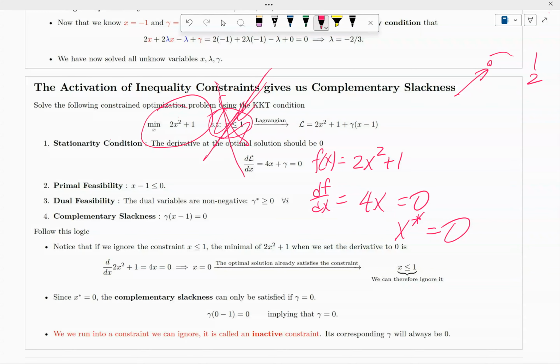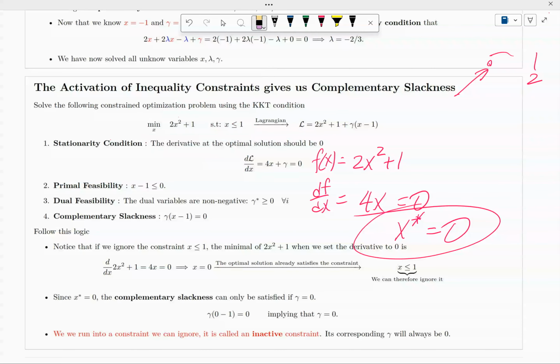And now that you know that 0 is the best solution if you ignore the constraint, let's look at the constraint. Well, it turns out that the best solution already satisfies the constraint, right? Zero is already less than one. So when it's satisfied, it tells you that you can ignore it because it's already satisfying. You don't need this inequality constraint. That's when it's inactive, right? Because you're ignoring it.